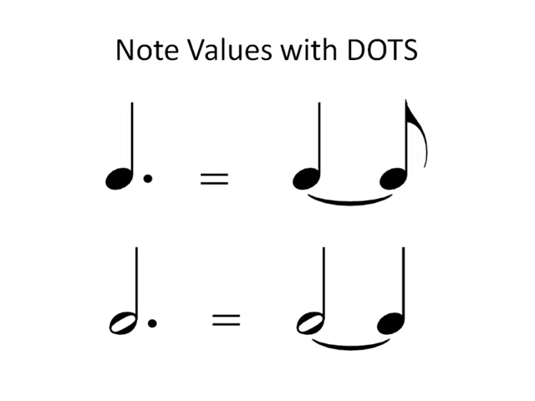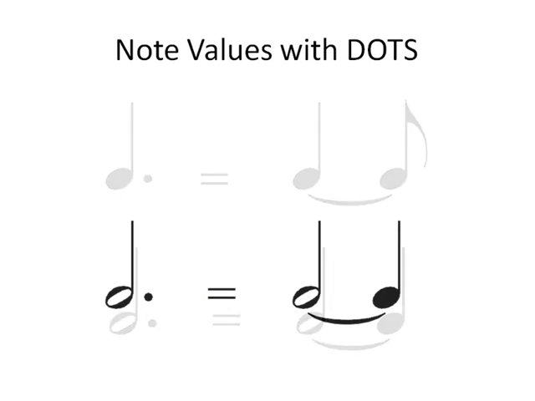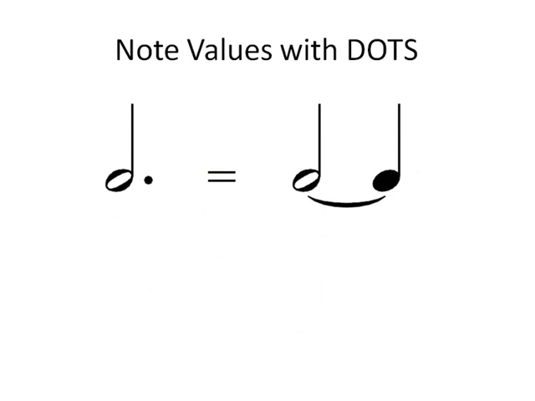A dot after a note is shorthand for a tied note that is half the duration of the first note. Let's first consider the dotted half note. The given note value is the half note. Half of a half note is a quarter note. The dot on the half note represents a tie to a quarter note. If the quarter note is getting the beat, then the half note would be 2 counts and the quarter note would be 1 count, making the dotted half note 3 counts.